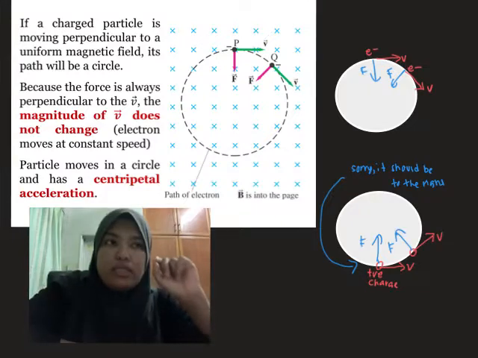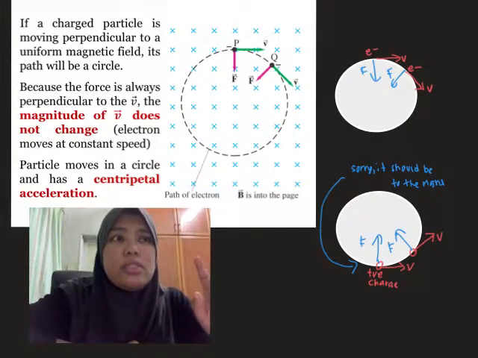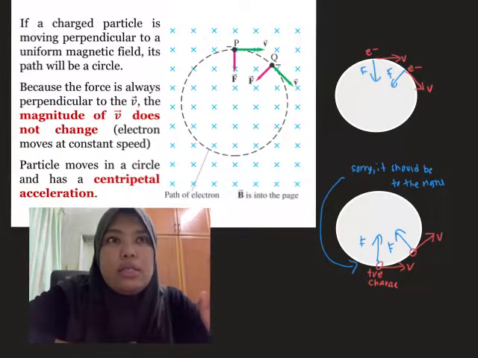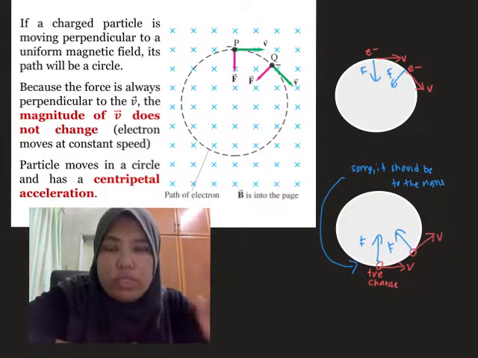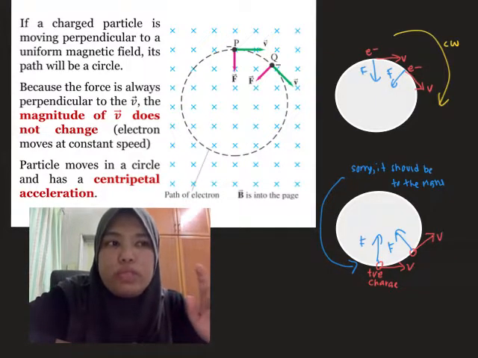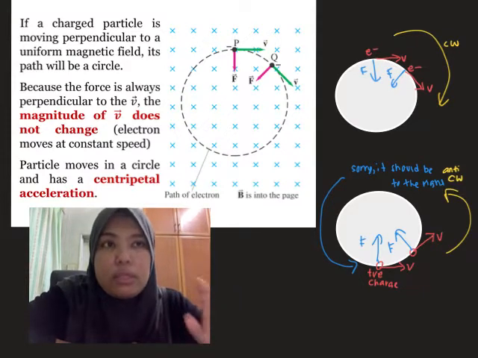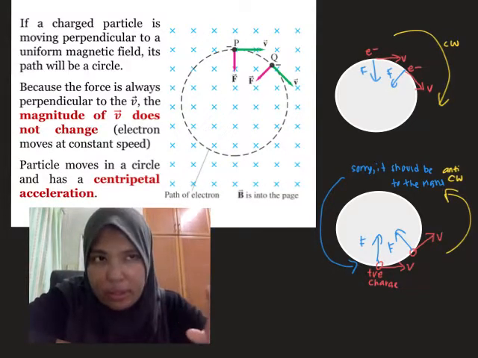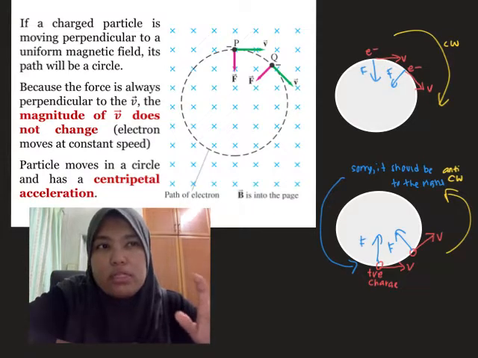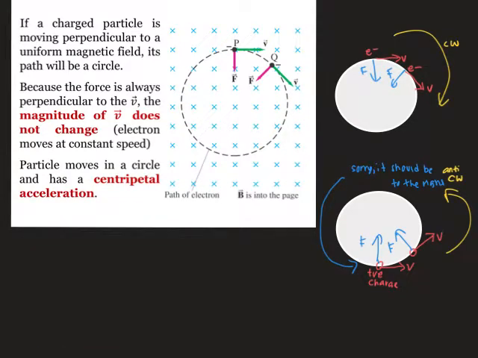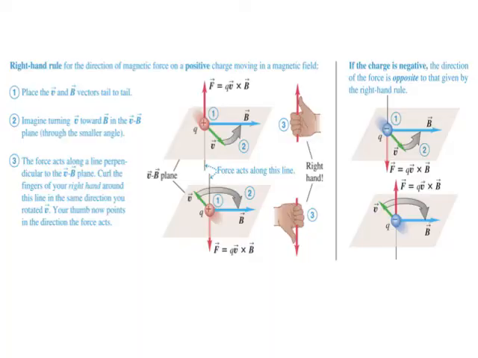So you can conclude that the direction of motion for the electron is going to be clockwise, but for the positive charge it is going to be anti-clockwise. But this depends on the direction of the magnetic field and the direction of the velocity given by the questions. Okay, let's proceed to the next one. So this is basically the way for you to find the direction of the magnetic force.